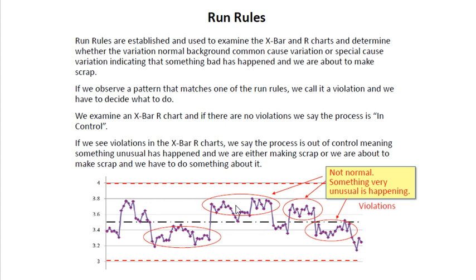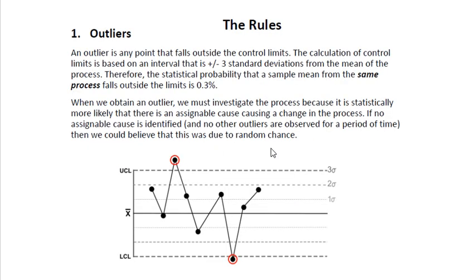So here, when you look at it, not normal, something very unusual is happening in this chart. You can look at these weird patterns right here, and that indicates violations of something. So therefore, we have to do something about it. All right, the rules. Very first one, outliers. An outlier is any data point that falls outside the control limit. Here you can see the upper limit is right here, and you've got one outlier above your upper control limit. And here, look at this, another one below the lower control limit. These are called outliers.